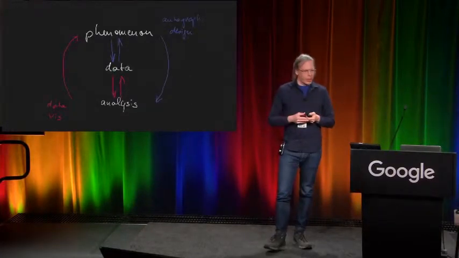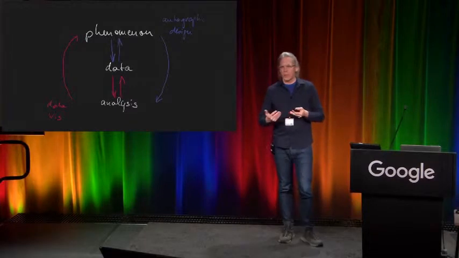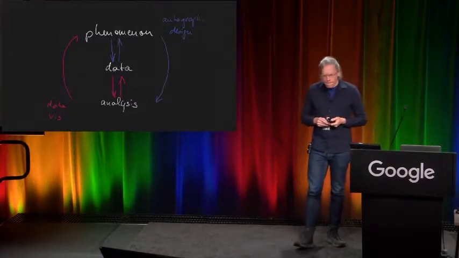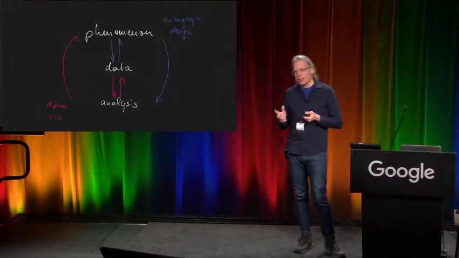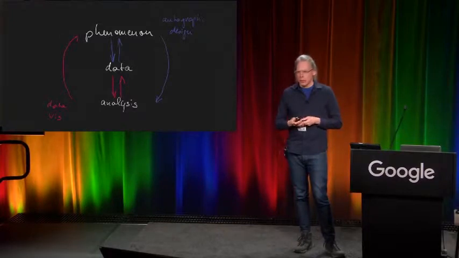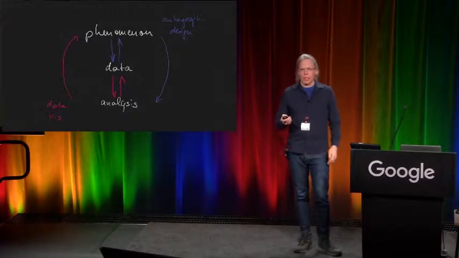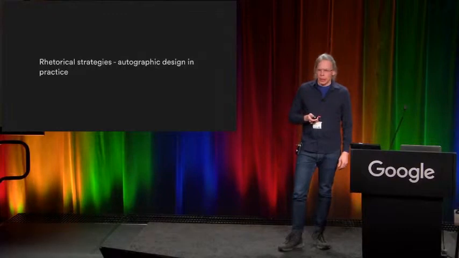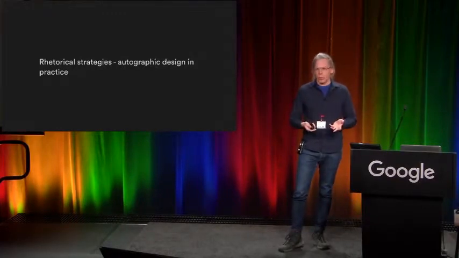So ideally, we have a way where data visualization and autographic design can work together. In my next part, I'm going to talk about some of these practices that already do that in citizen science and other areas, where both symbolic data and autographic design play together. And of course, this is very often done for rhetorical reasons to make a point.